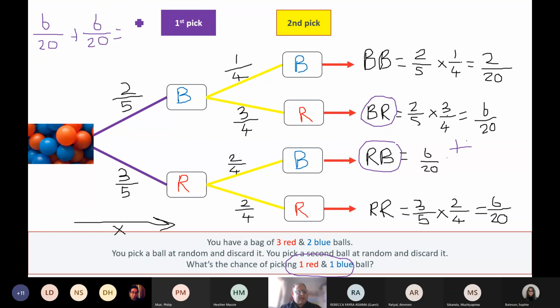And 6 add 6 is 12. And it's out of 20, so we'll leave it out of 20. I could simplify those both down, and if I halve them, they'd become 6 out of 10. And if I halve them again, they'll become 3 out of 5. I can't simplify any further than 3 out of 5. So our answer for what's the chance of 1 red ball and 1 blue ball is 3/5.